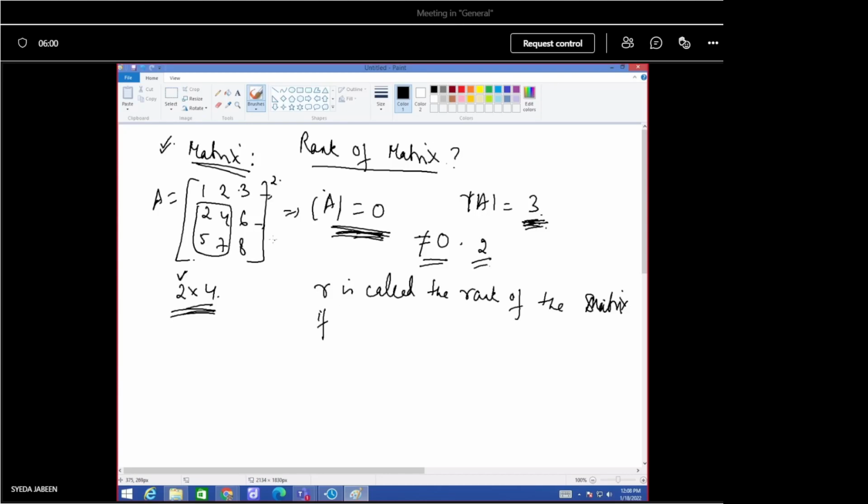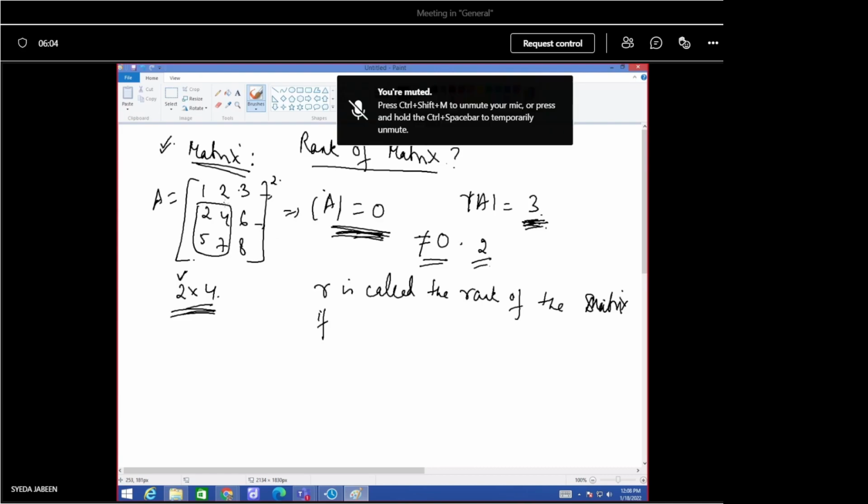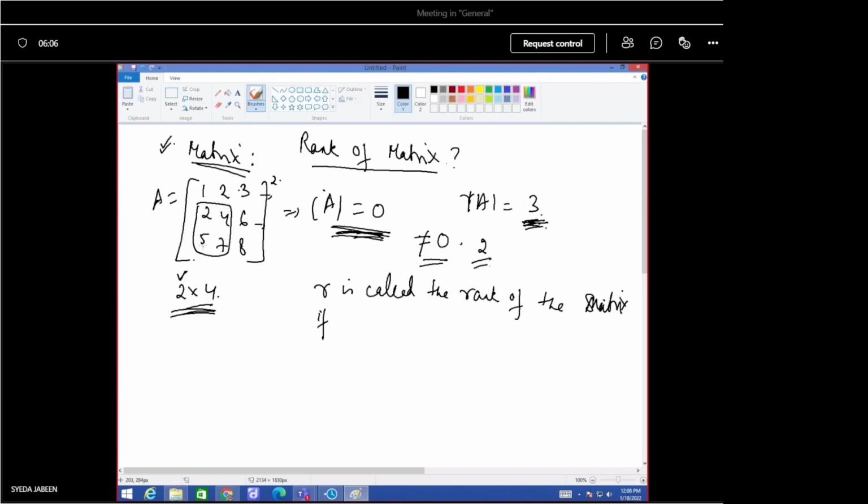Can you get the definition yourself from this example? Because I have taken the minors of this element of this matrix. Can you come to the definition by taking this example? The largest determinant which is not zero. Whose determinant is not zero? Yes, you are right. And in another way?